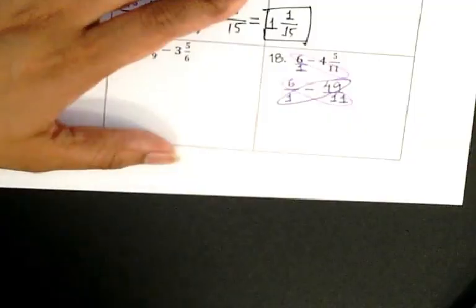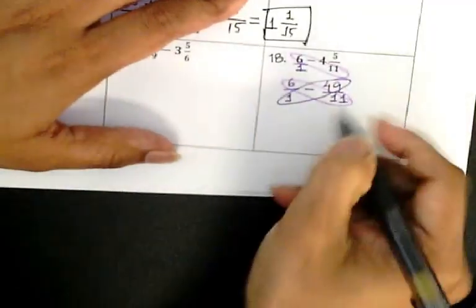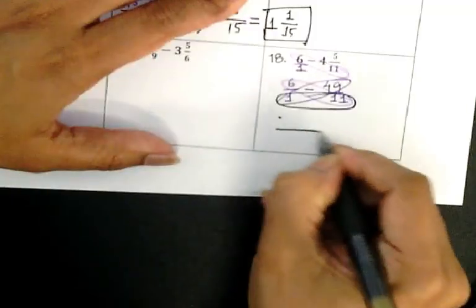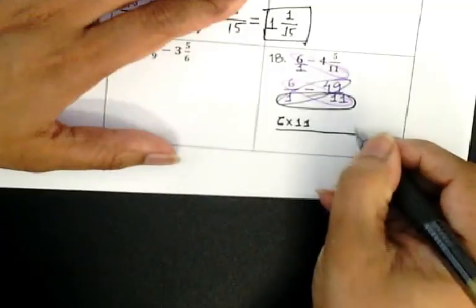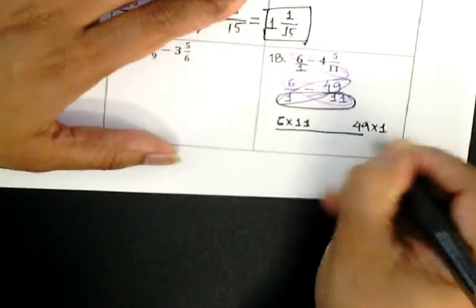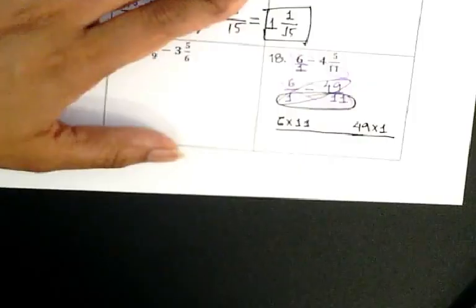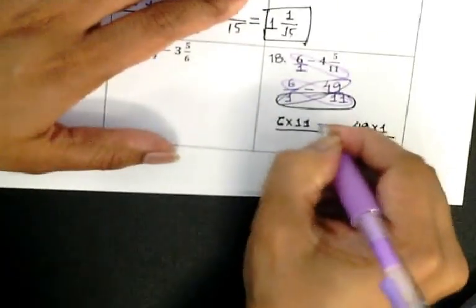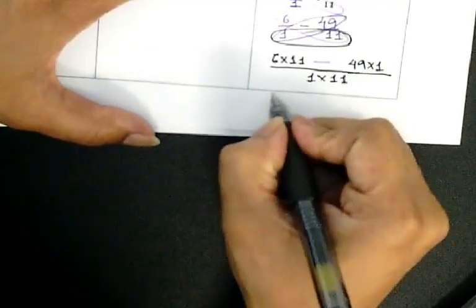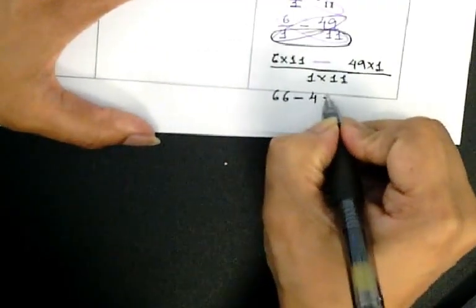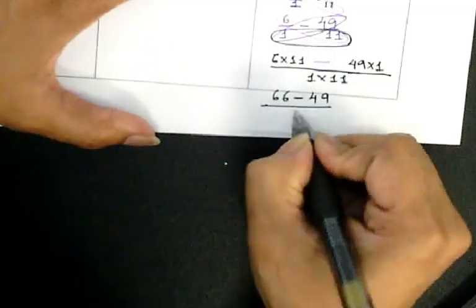So the same thing again. We're going to do the modified butterfly that we have been doing. Okay, so let's bring it under this one. So 6 times 11. And over here, it's going to be 49 times 1. What will be the operation in the middle? Subtraction. And at the bottom, it's going to be 1 times 11. So on the top, I have 66 minus 49 over 11.